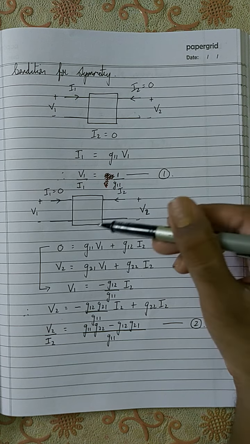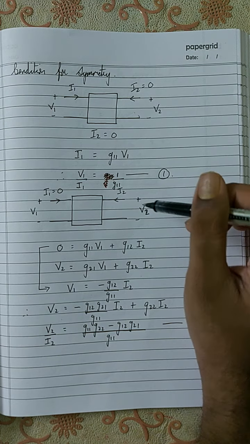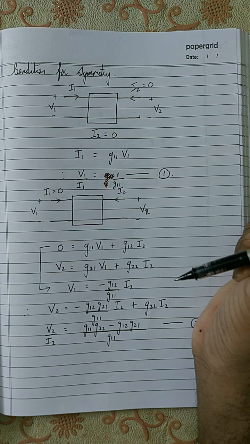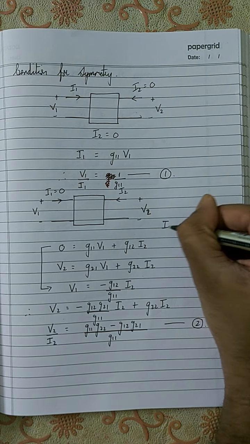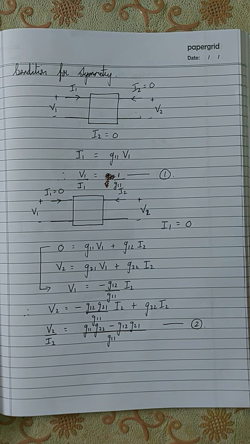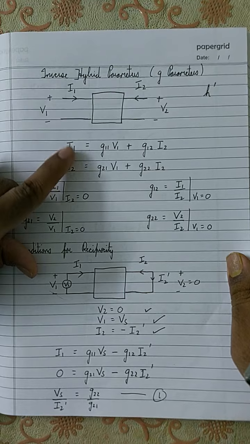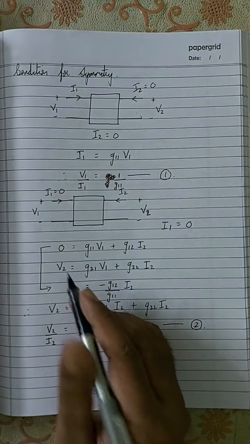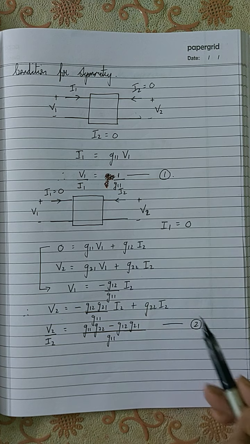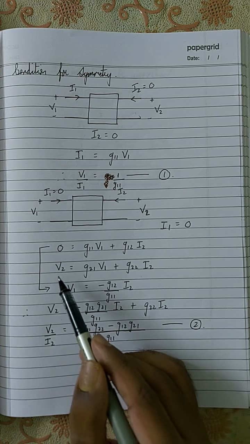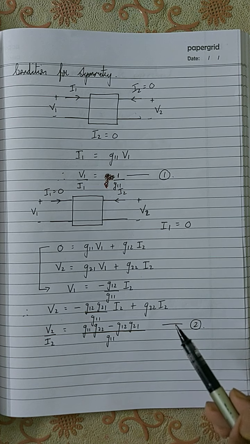Now let's apply equation 2. Equation 2 means I will try to find the ratio of V2 by I2 keeping the first port open. Therefore in that case I1 is equal to 0. Substituting I1 equal to 0 over here, I will get 0 is equal to G11 V1 plus G12 I2. And also V2 is equal to G21 V1 plus G22 I2.